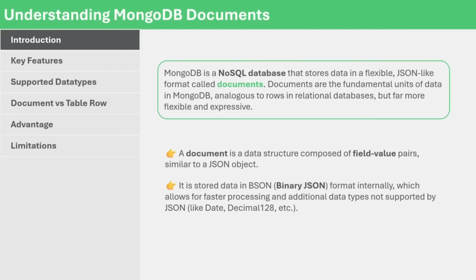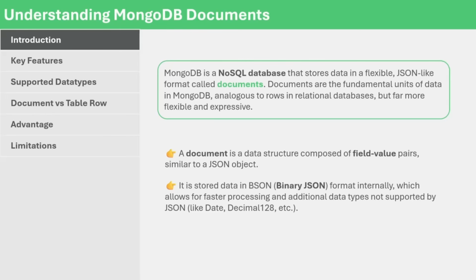So what is a document? We have learned that MongoDB is a NoSQL database that stores data in a flexible JSON-like format called documents. Documents are the fundamental unit of data in MongoDB, and they are analogous to rows in relational databases, but they are far more flexible and expressive than tables.